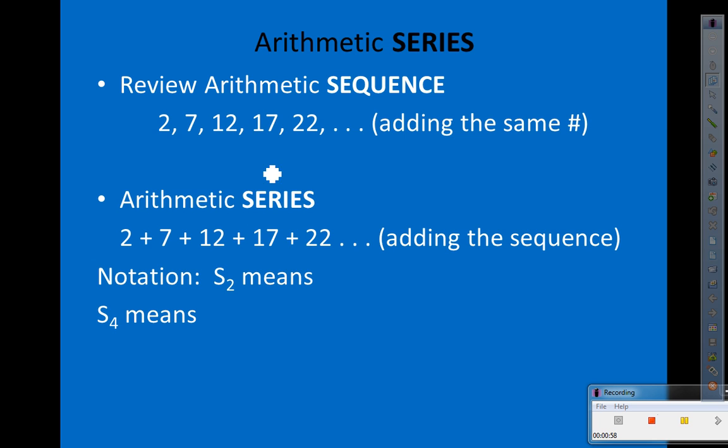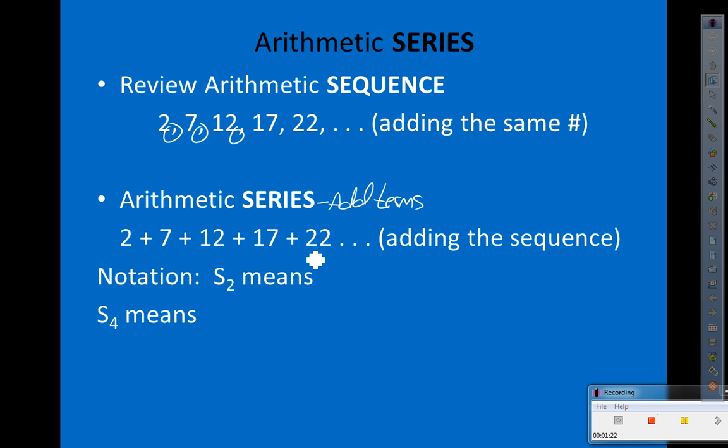And what I've given you right here is called an arithmetic sequence. That's what we've been studying. The numbers 2, 7, 12, 17, 22, that's a sequence. In a sequence, they're separated by commas. But in an arithmetic series, the word series means I'm going to add the terms together. So a series looks like this: 2 plus 7 plus 12 plus 17 plus 22.